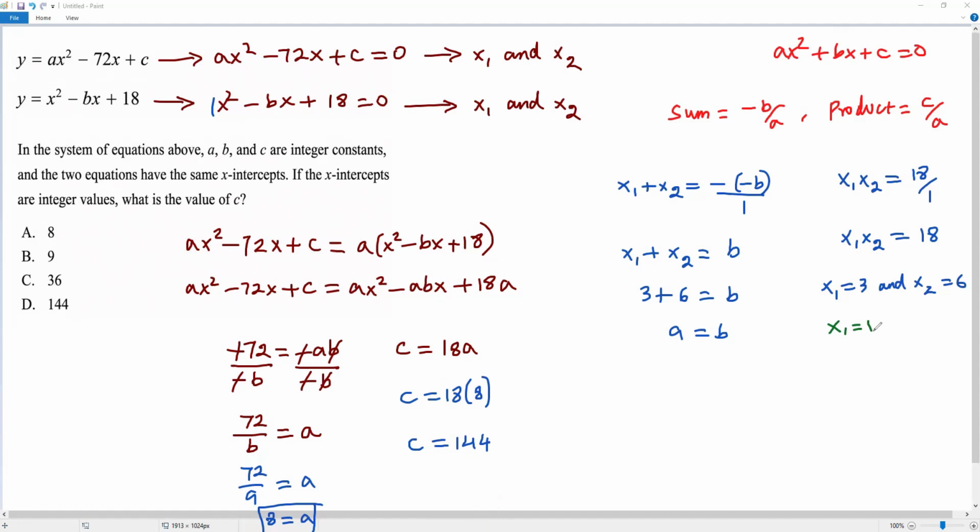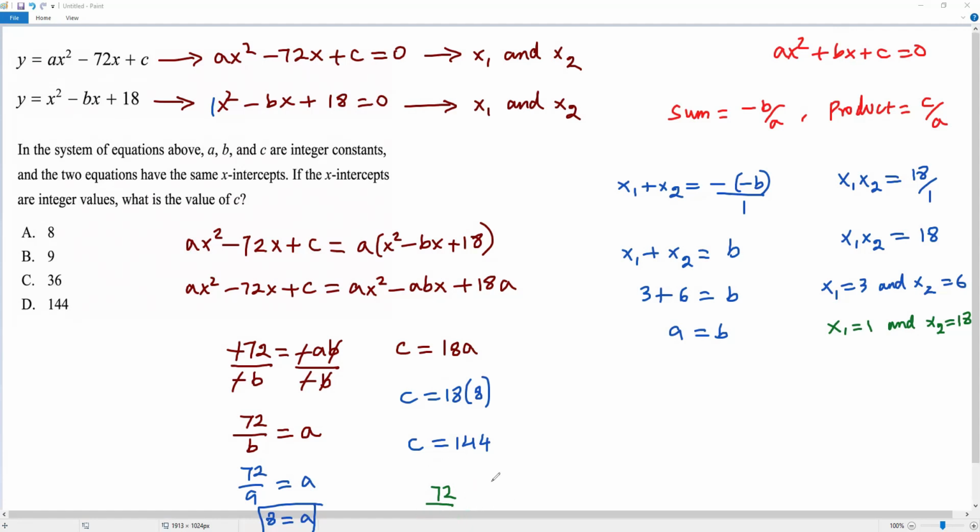Okay, now let me assume x1 equals 1. In that case, x2 equals 18. Here both of them are integer values. 1 times 18 is 18. For these values of x1 and x2, we get b equals 19, since 1 plus 18 is 19. When I plug in b equals 19 over here, I am getting 72 over 19 equals a. Again, this is not an integer.